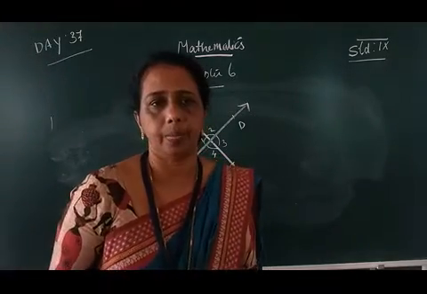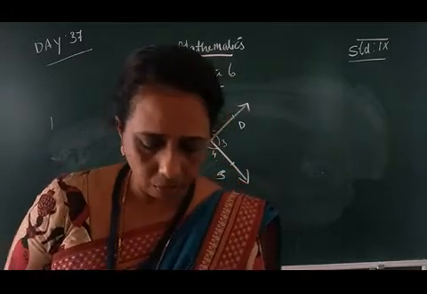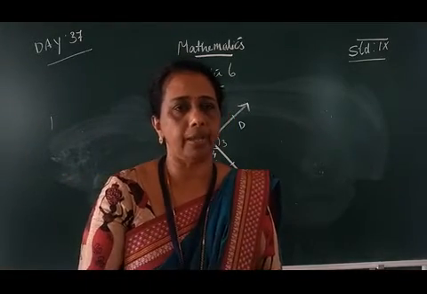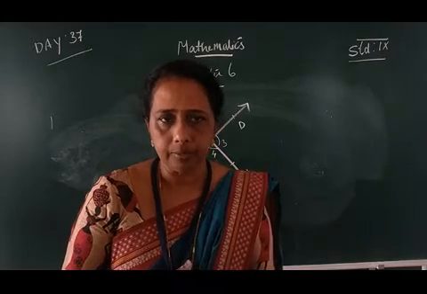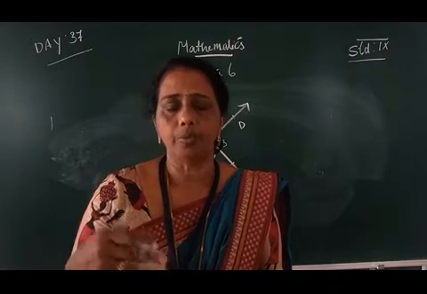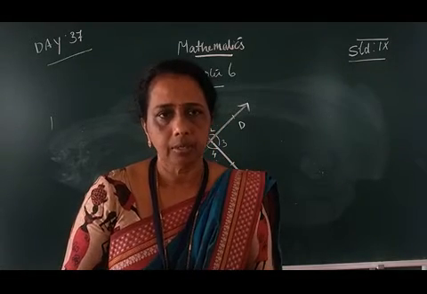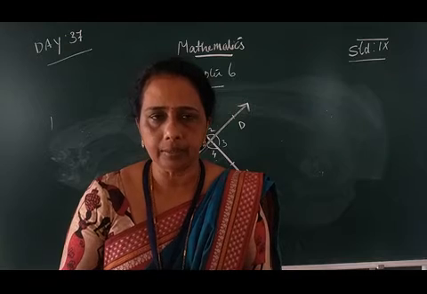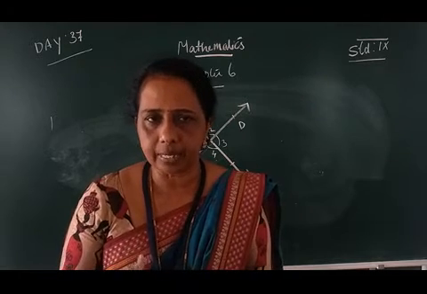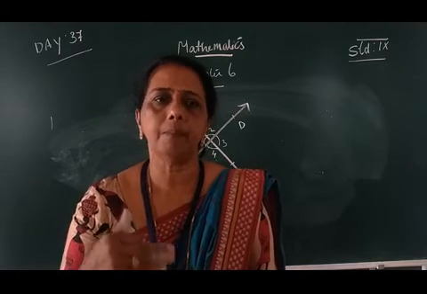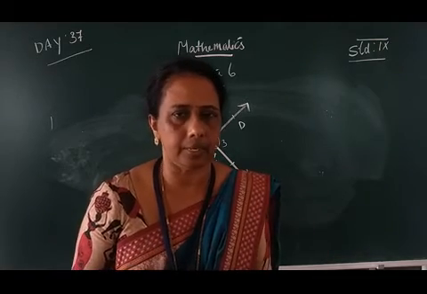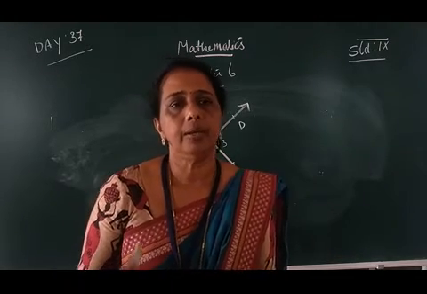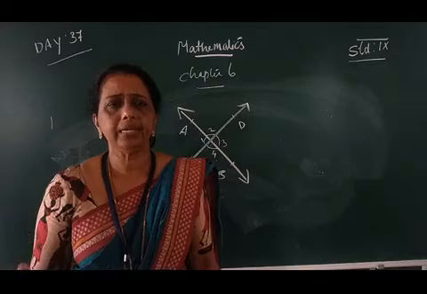So here we already studied the types of angles. The first one is acute angle, next obtuse angle, then straight angle, reflex angle and complete angle. Those are the five types of angles we already studied. Then pairs of angles.